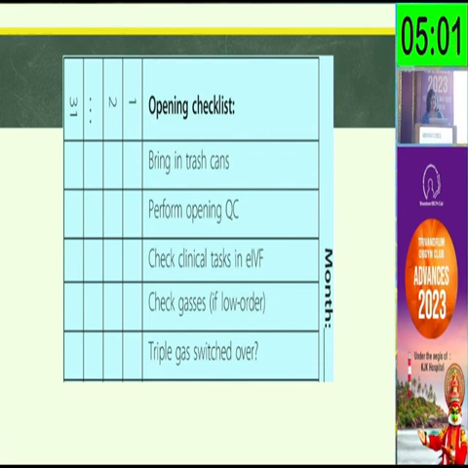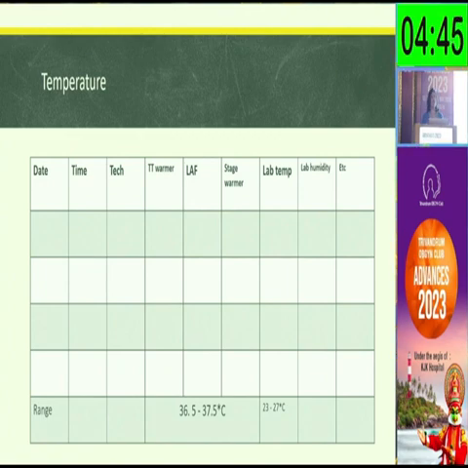Keeping the sheets ready for that particular day, and checking the gas that morning. The gas has to be checked at least an hour before, ensuring that there's enough gas for that particular day and the day after. Have we got the triple gas switched if need be? And then, of course, you go to the QC.